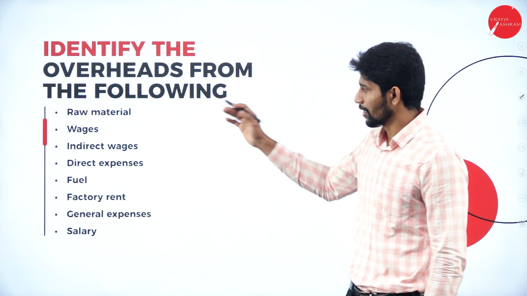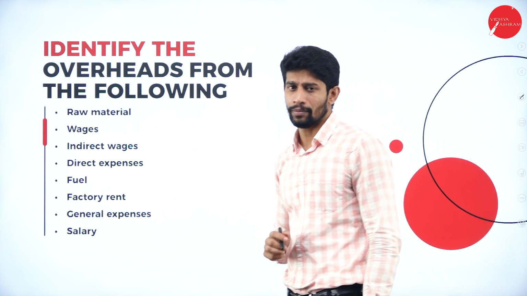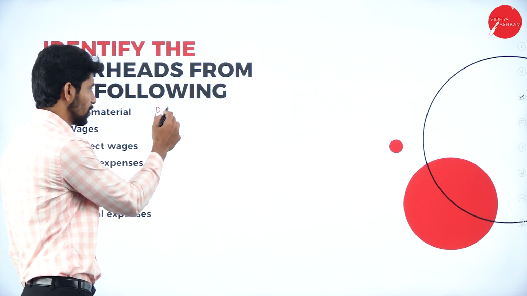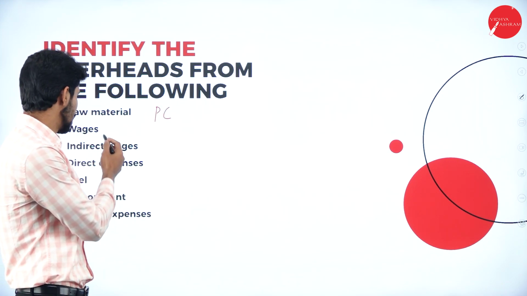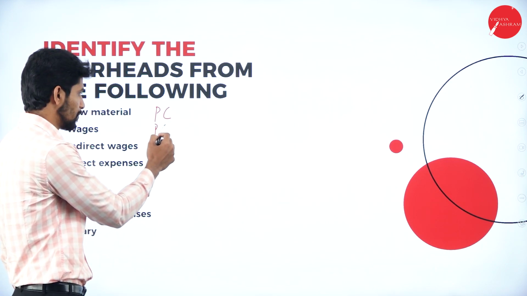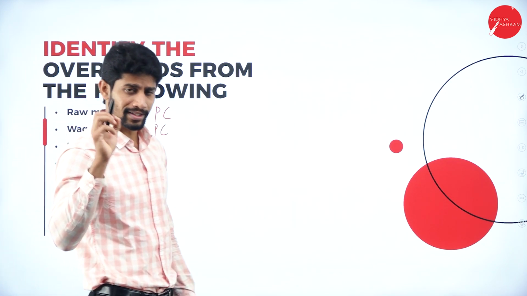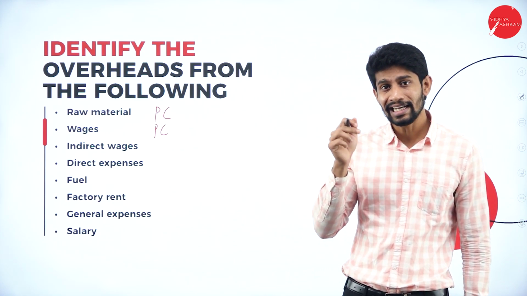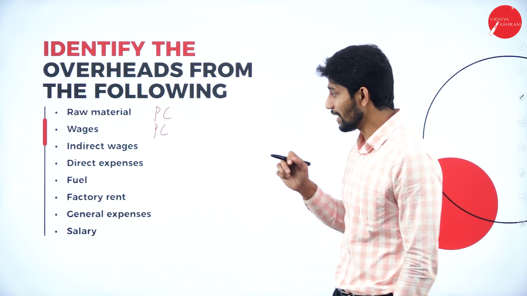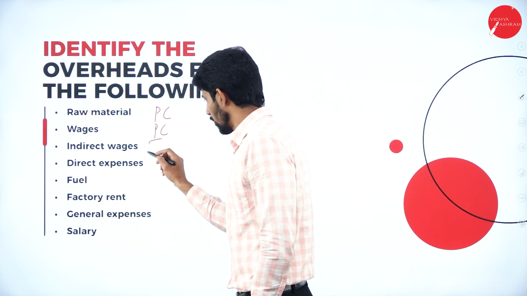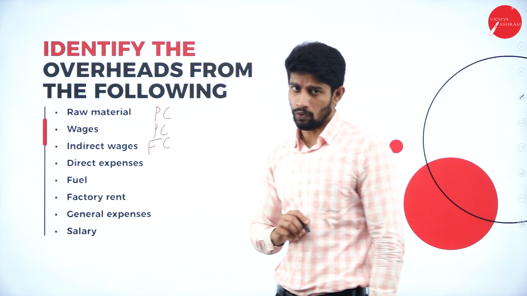The first thing, raw material. Where will you take raw material? You are going to take raw material to find prime cost, right? Prime cost. Next, wages. Where do wages come? Wages come again under prime cost. If wages is given, it comes under prime cost. Indirect wages: if we give you indirect wages, then it belongs to factory cost or factory overhead.